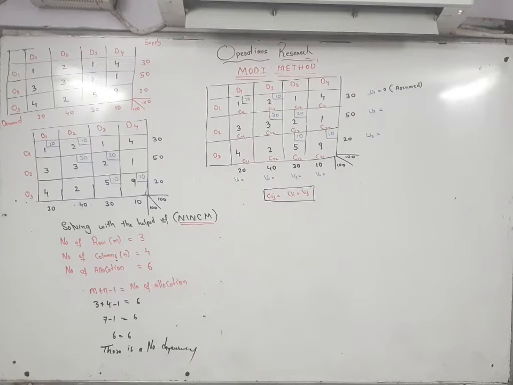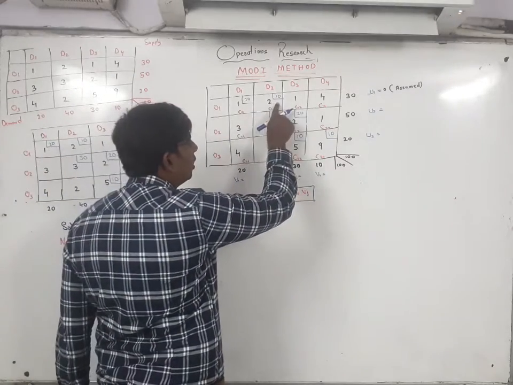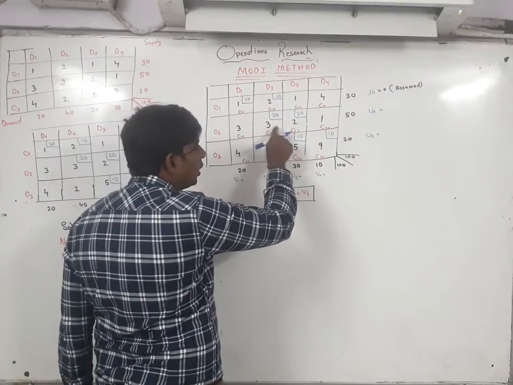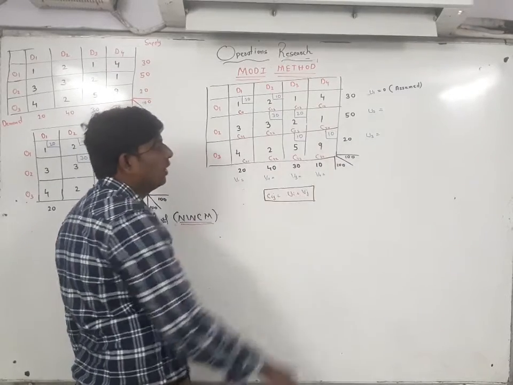First one is the occupy cell. Whatever the occupy cells are there, that one you have to take. Next you have to take the unoccupied cell. So occupy cell means allocated cell. This one is the allocated cell. This one is allocated. This one is allocated. This one is allocated. This one is allocated, and this one is allocated.